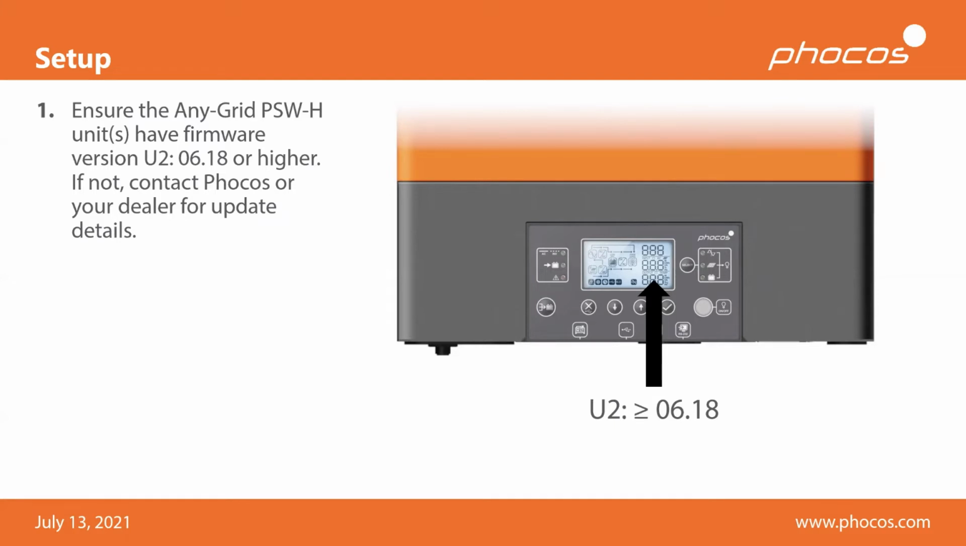If your inverter does not have 6.18, then you can go ahead and contact us for now, but in just a few days, we'll have the firmware up on our website. You can find that firmware by visiting the Bridge ABPLC product page, and then you can directly download the most current firmware for your AnyGrid PSWH inverter. Of course, you can go ahead and do this without the AB-PLC, so you can prepare this even before you get your hands on a Bridge AB-PLC.